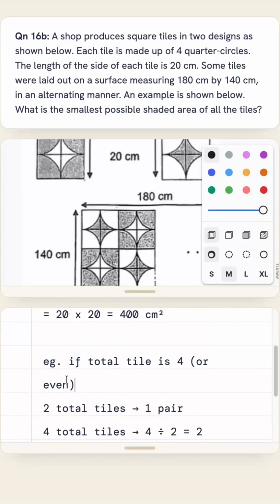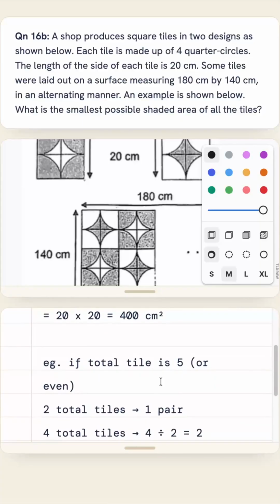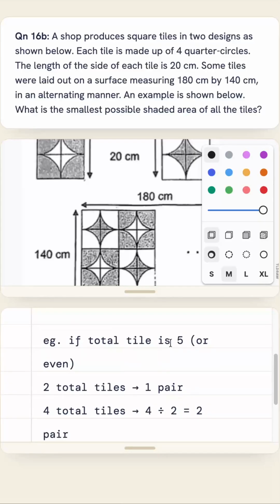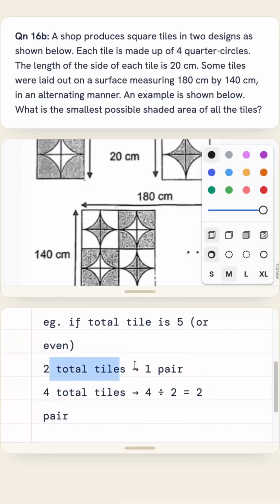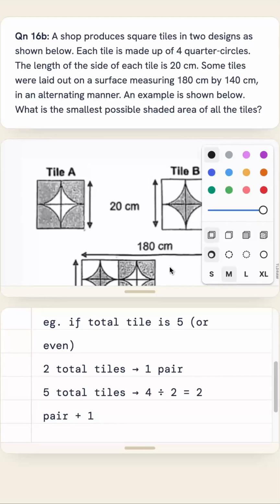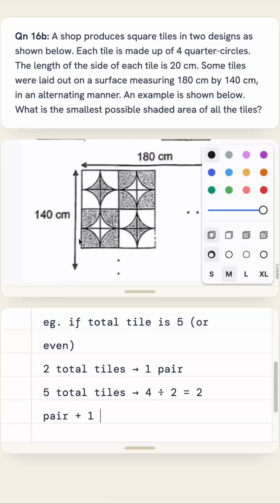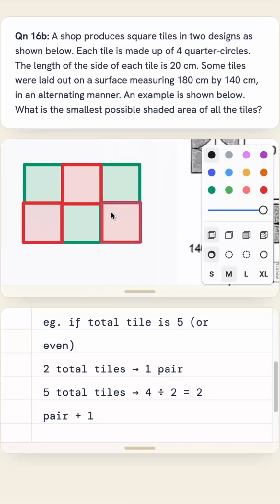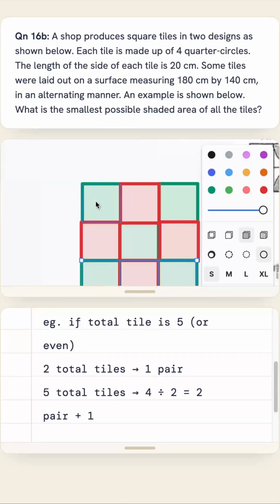But what if the number of tiles is, for example, 5? We still do the same. 5 total tiles will be 4 divided by 2, and this will give us 2 pairs plus 1 alternating, or one type of tile. So that one will be at the edge. Maybe not 5 tiles, but let's say it is 9 tiles as what we see over here. Let's say this is tile A and tile B.